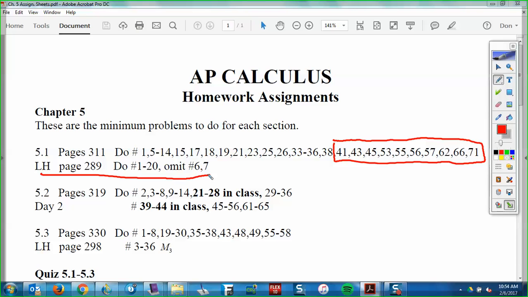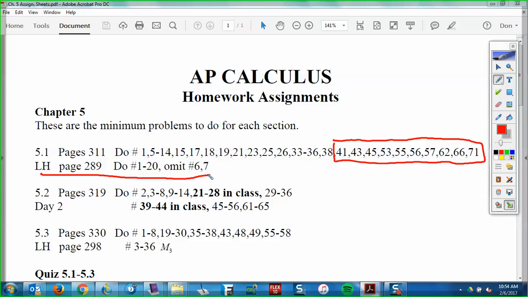Now, you notice you're supposed to do 1 through 20, except omit 6 and 7. Now, 1 through 10, it just says set up the integral. You don't need to evaluate it. Well, I think you should, if it's just triangles or parts of circles and you can find the area, because we normally would do that. We just set up and write the integral with your notation and everything. The ones that are parabolas, stuff like that, you can't find the area.